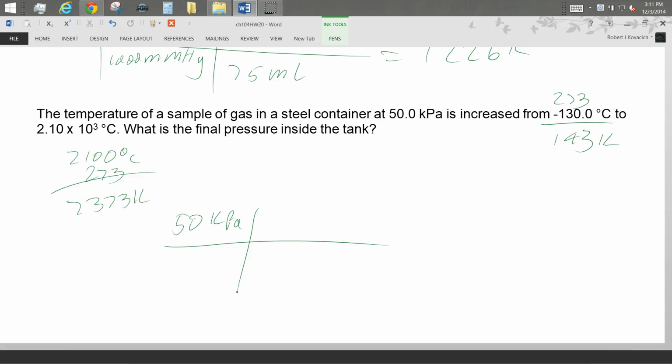So is that the same pressure, not temperature? Or are we looking for pressure? Yeah, what's the final pressure? The temperature went way up, the pressure should go way up. No, it's saying the temperature of a sample in a sealed container at 50 is this. So it's negative 100, it's really cold, and it's at this pressure. And then I increase the temperature dramatically, and so the pressure should increase dramatically.